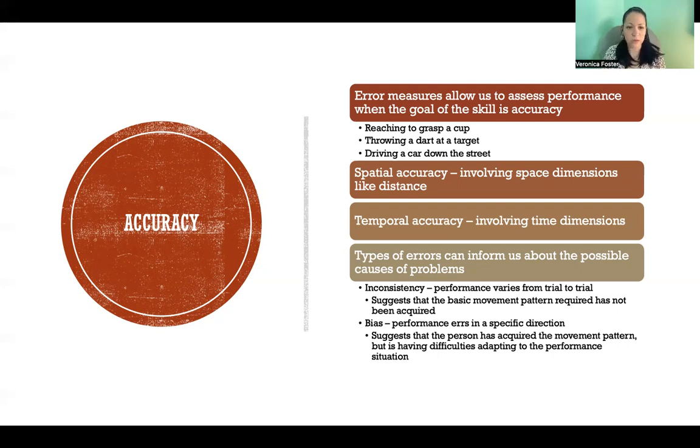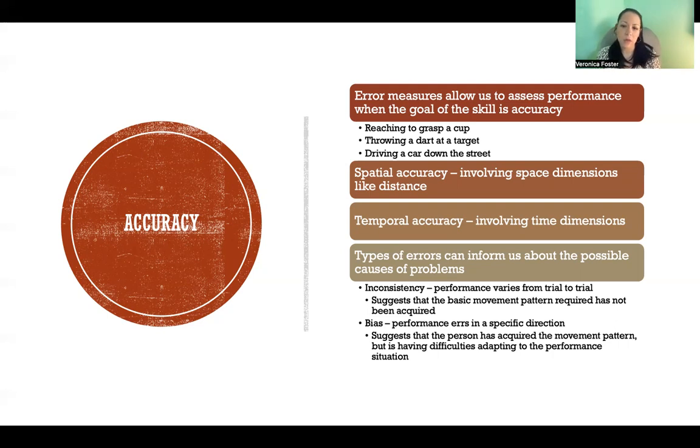So if there's inconsistency in the accuracy of performance from one trial to the next, it means that that person needs more practice and to work more on learning that movement pattern that's required so that they can execute it more consistently. The other problem could be bias.